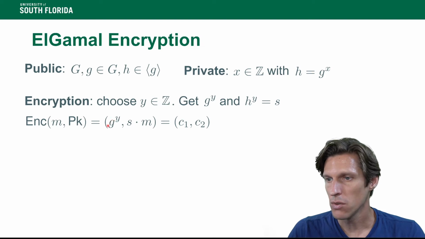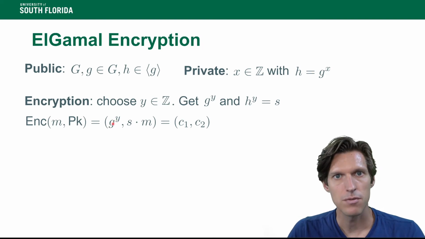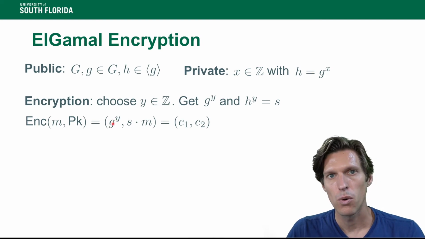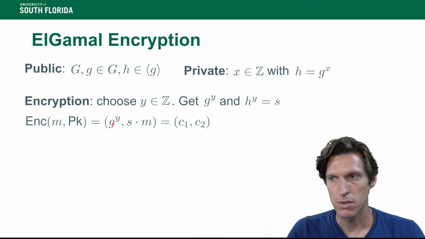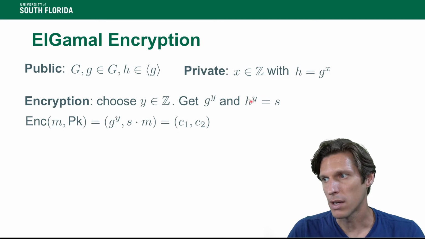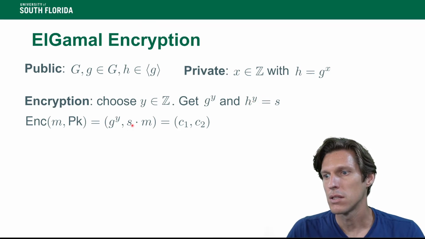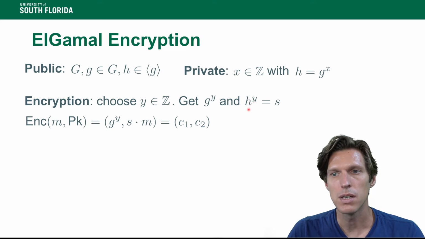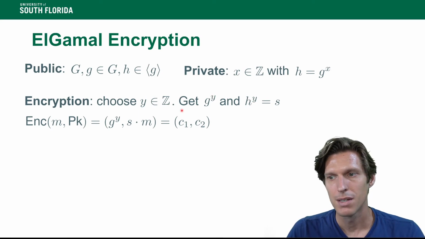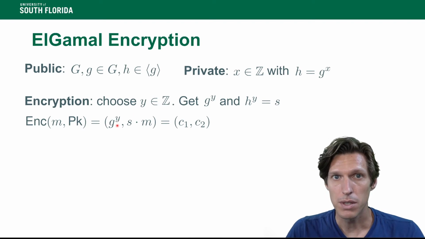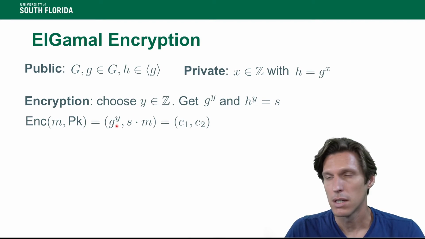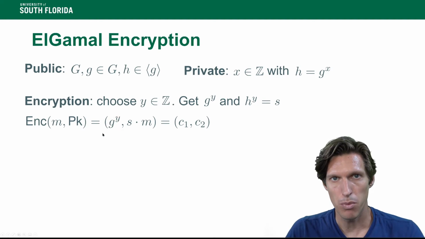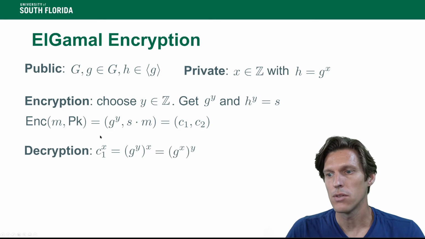G to the Y is left here as a sort of hint for the person who's going to decrypt, because the person who will decrypt will not know Y. So how could they divide by S if they cannot recreate H to the Y? We need to give them a hint about Y, but of course we can't just leave Y, because otherwise everybody else can decrypt. So this G to the Y is going to be used by the person who decrypts. And so how do they do it?